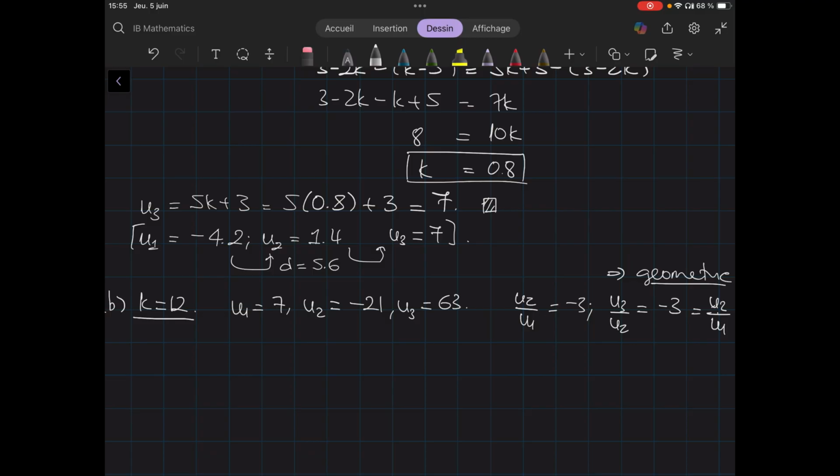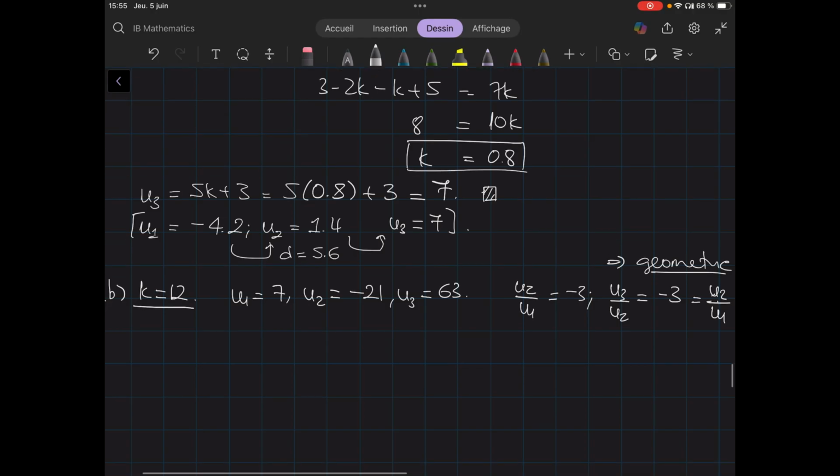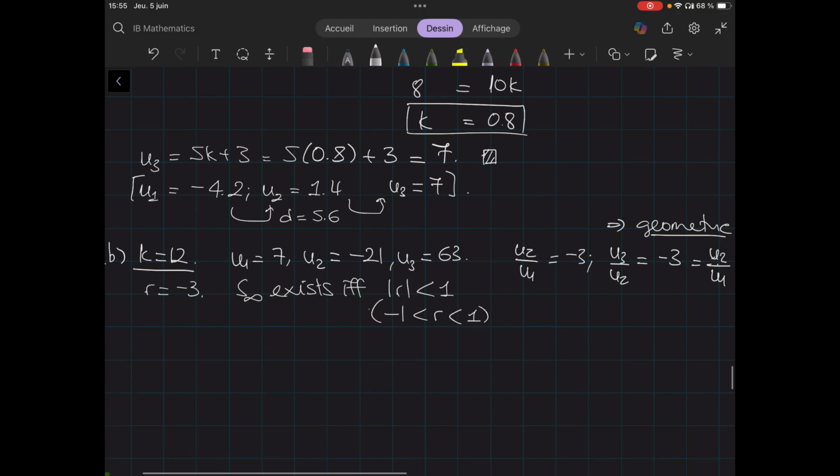Part 2. Given that UN is geometric, state a reason why the sum of an infinite number of terms of this sequence does not exist. Okay, so we found that the common ratio is negative 3. The sum to infinity only exists if and only if the absolute value of r is less than 1. In other words, r has to be between negative 1 and 1. Since negative 3 is less than negative 1, S infinity does not exist. Done.